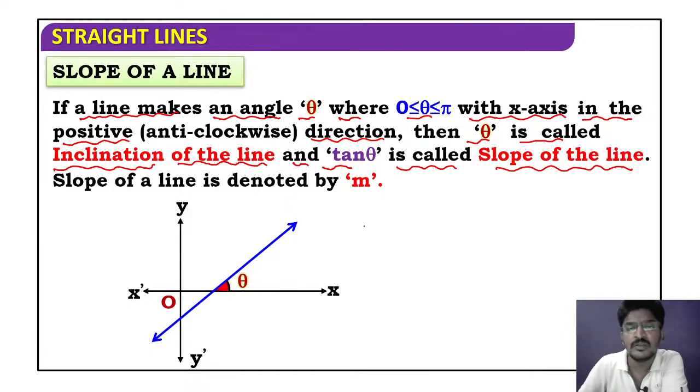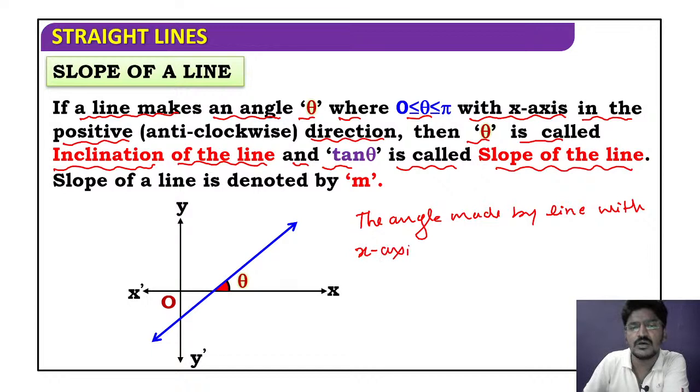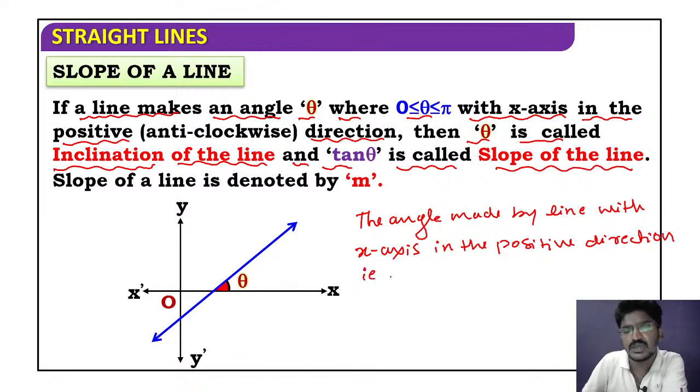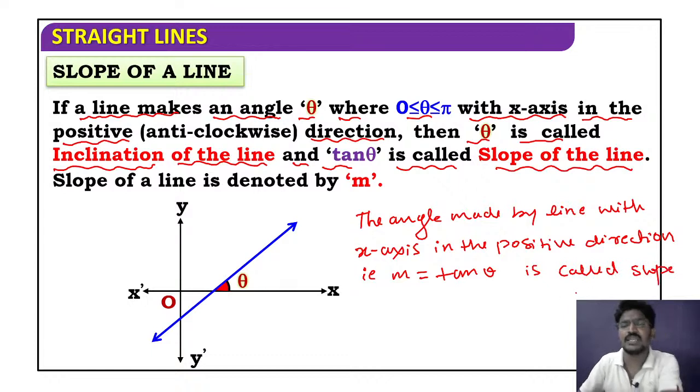That is the angle made by line with x-axis in the positive direction, that is m equal to tan theta is called slope. Okay, you can write like this.